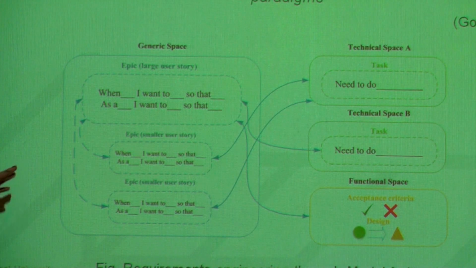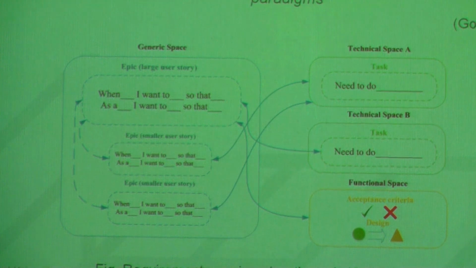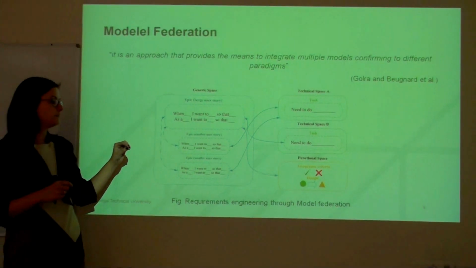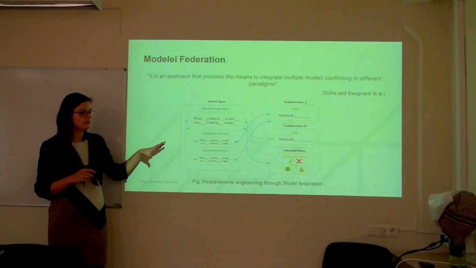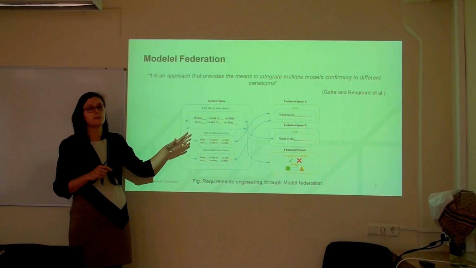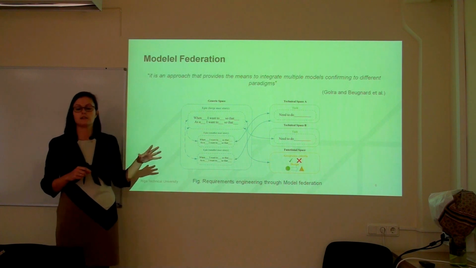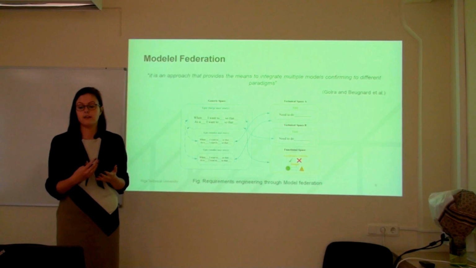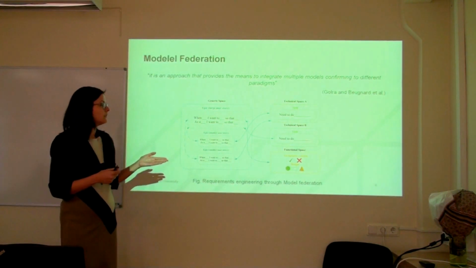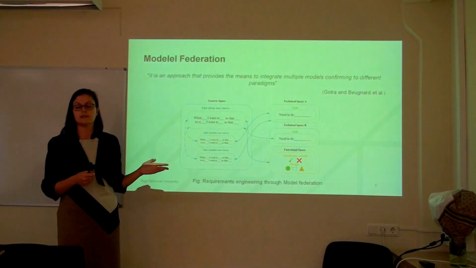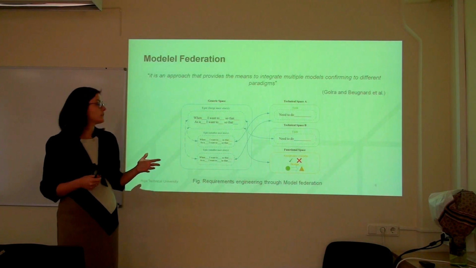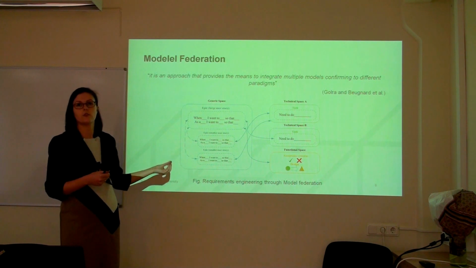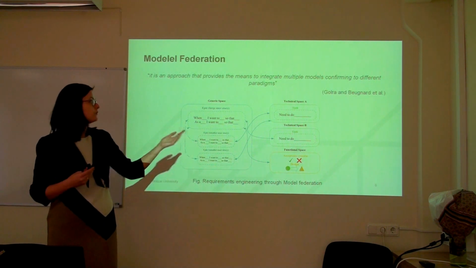The first one takes the requirements in big loads, like a big scope, and then splits them into smaller requirements. The technical space concentrates on the technical tasks which are implemented, and the requirements come alive in real life. And the third is the functional space, where acceptance criteria are set, and design. Acceptance criteria is the feature by which we can validate the requirement at the end, when it is implemented through the technical space.